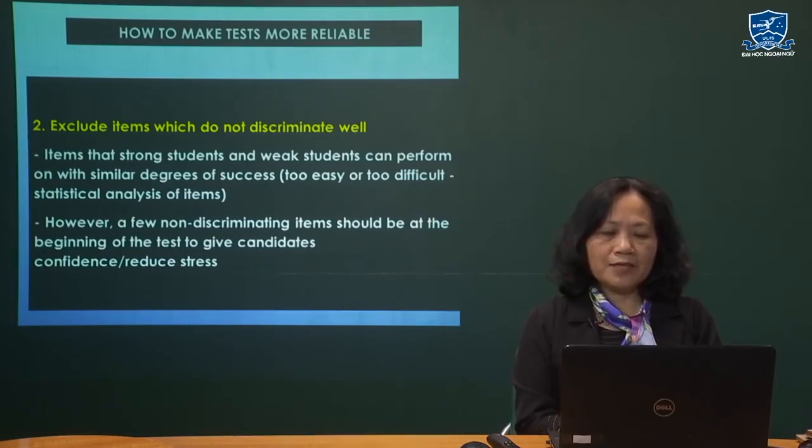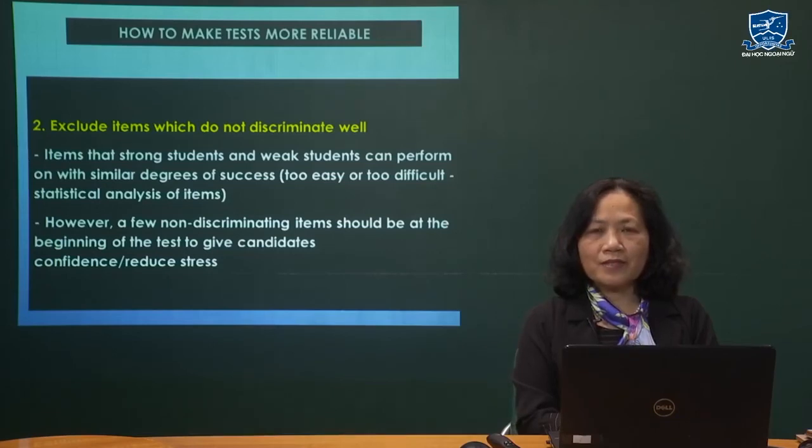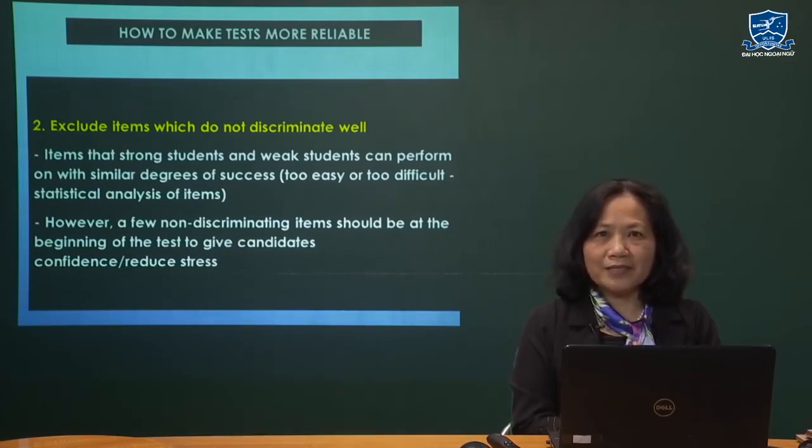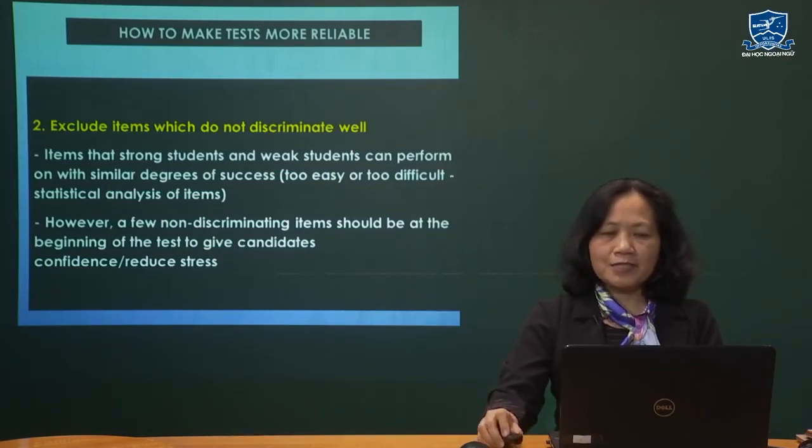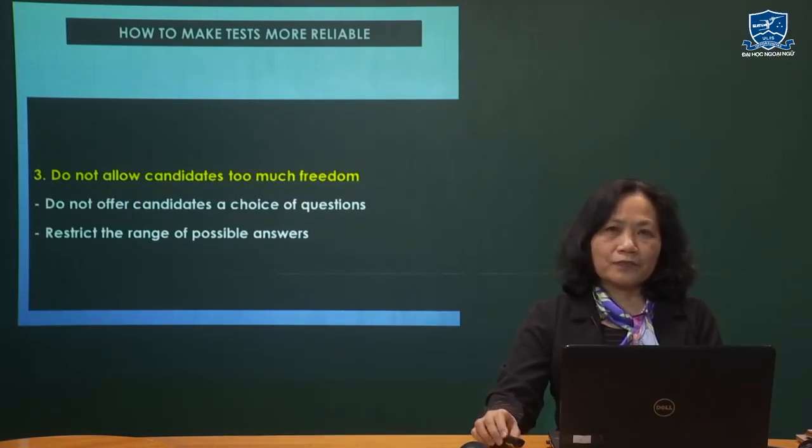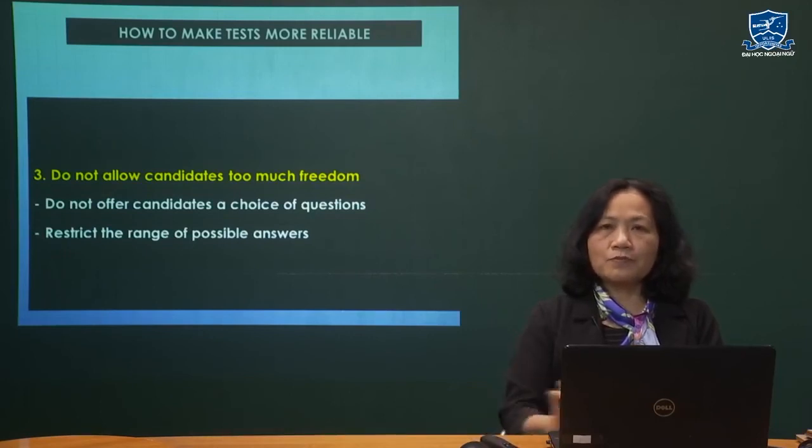So how can you decide that items are non-discriminating? Of course we have to pilot the test, and then we do some statistical analysis and find out whether the items are non-discriminating, or whether the items can discriminate test takers well or not. That is the second. Third, do not allow candidates too much freedom.